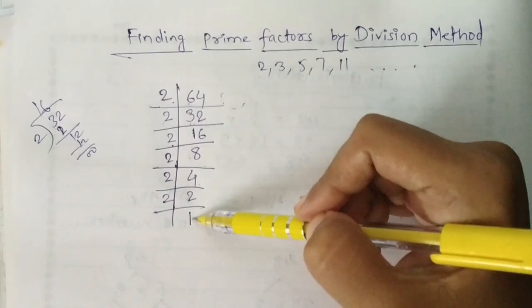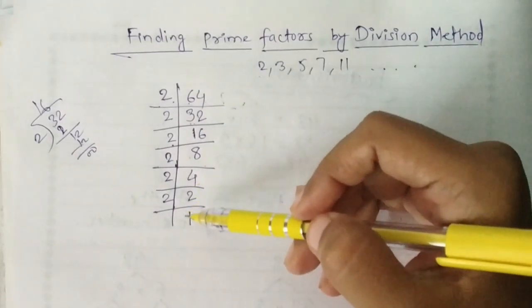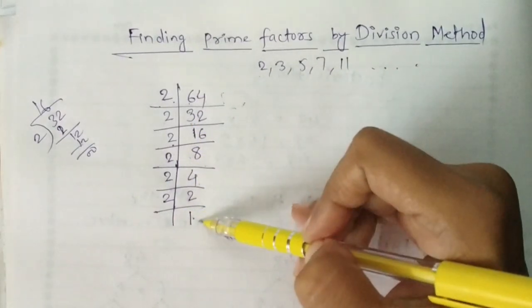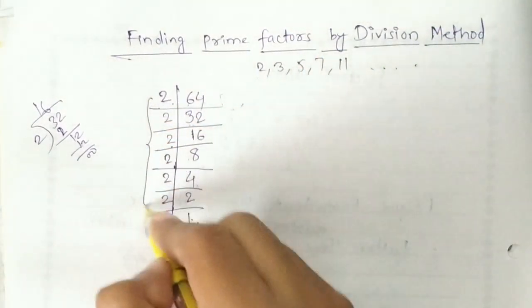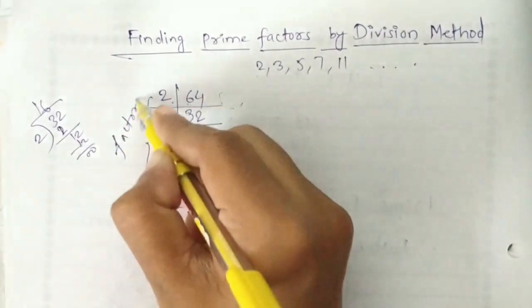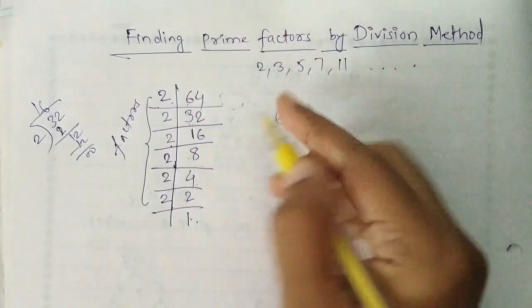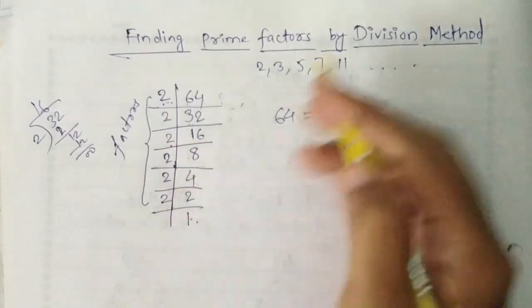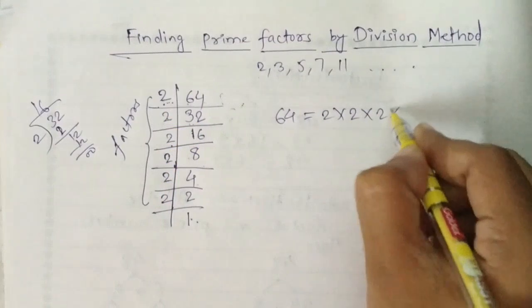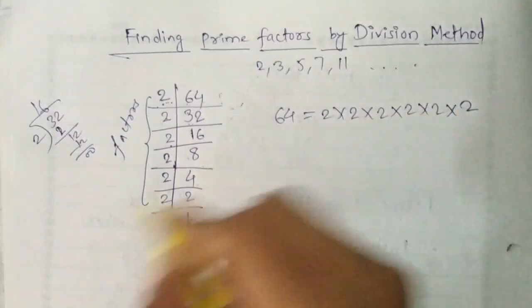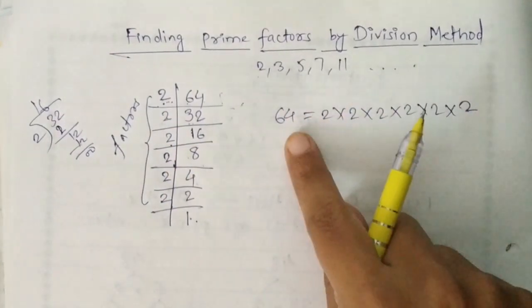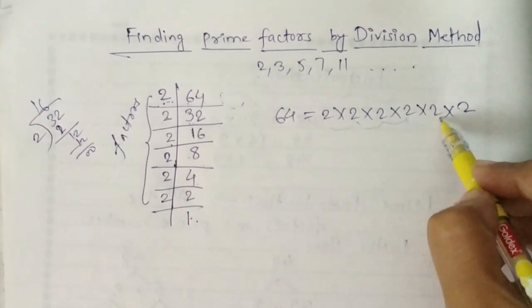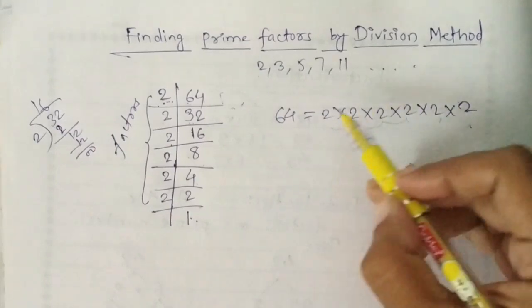So you need to continue in this way. The process stops when the number to be divided becomes 1. And these all are the factors. So 64 you can write as 2 multiplied by 2, six times in total. So these are the prime factors for 64. 2 2s are 4, 4 2s are 8, 8 2s are 16, 16 2s are 32, 32 2s are 64. You can tally it.